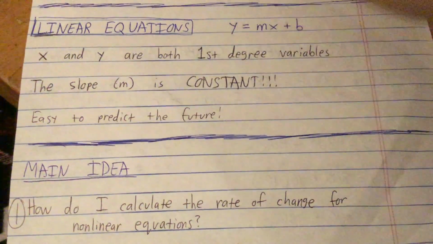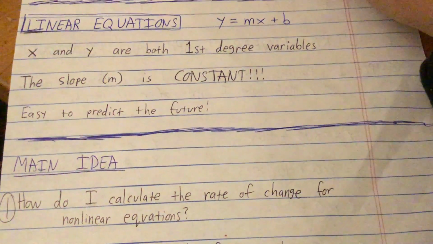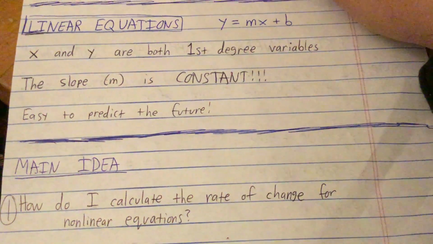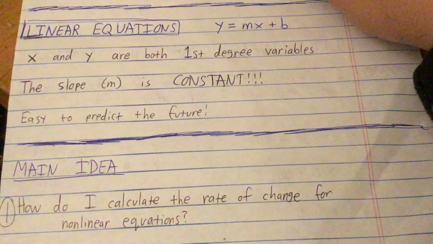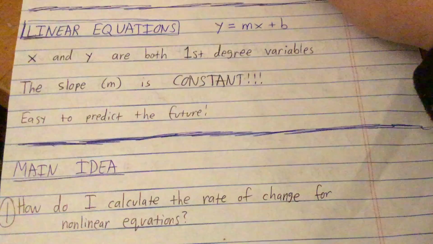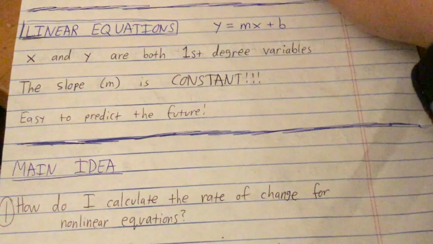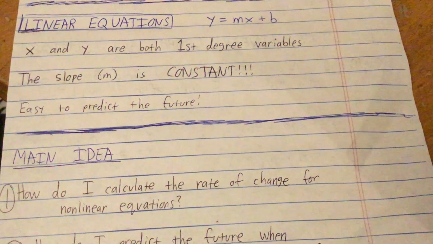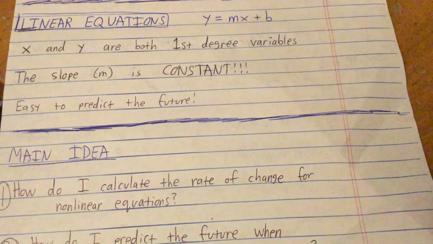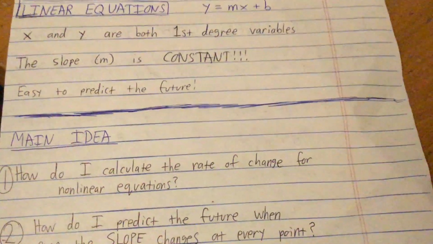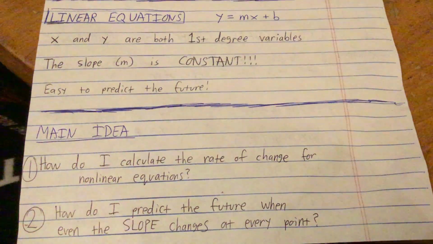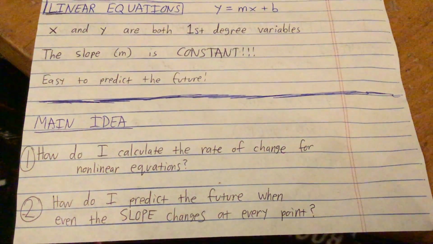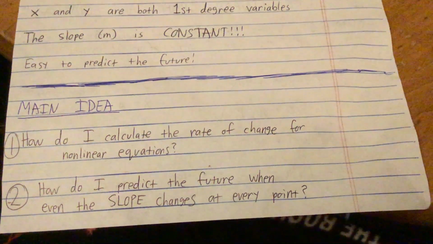If y is to the first power and x is x squared, that creates a parabola. If y squared and x squared, if they're both second degree, that creates a circle. Fun fact. But anyway, the point is, if x and y are both first degree variables, that means that's a line and the slope is constant. Okay? We like lines because it's easy to predict the future when the slope is constant.